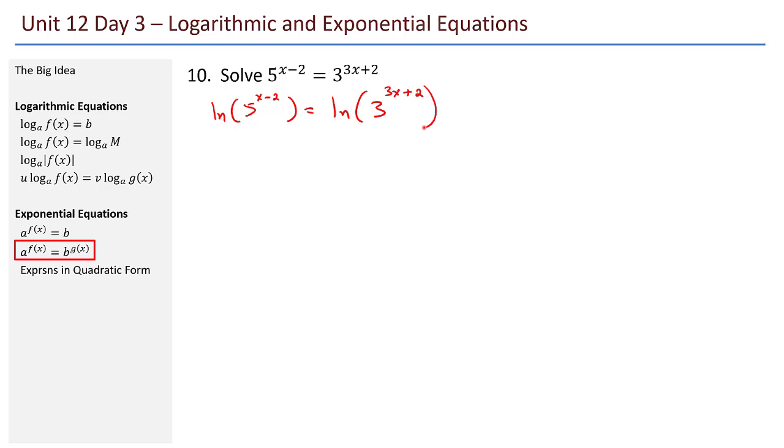So by a property of logs, I can bring those exponents down. Now be careful when you bring it down to keep it in parentheses, because that entire exponent, x minus 2, is being multiplied times the natural log of 5.